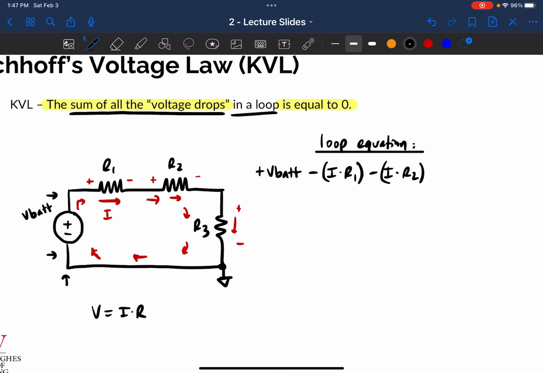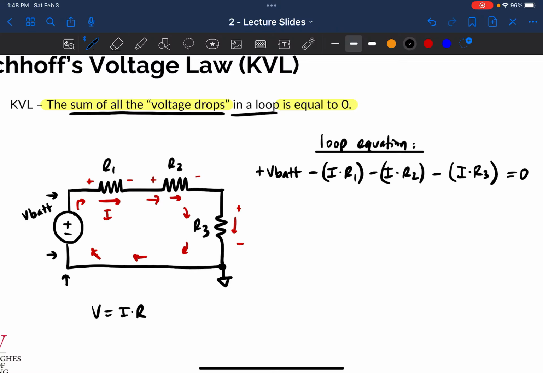And again, current's flowing down. I have a voltage drop from plus to minus, which means I am going down in voltage when I go across that element. So I am going to subtract again, and that's going to be I times R3, and I can set this entire thing equal to 0. Okay? So now I wrote my loop equation.